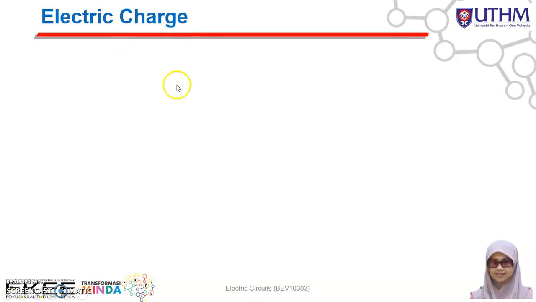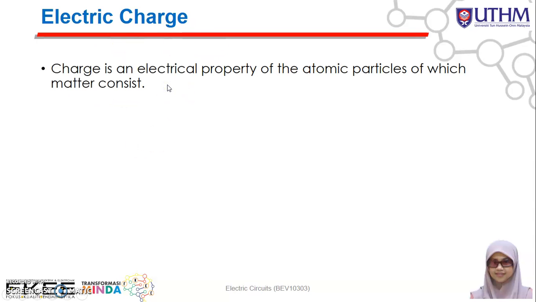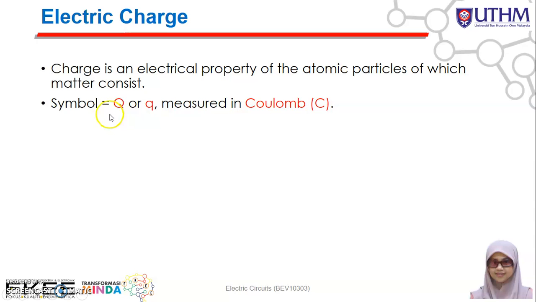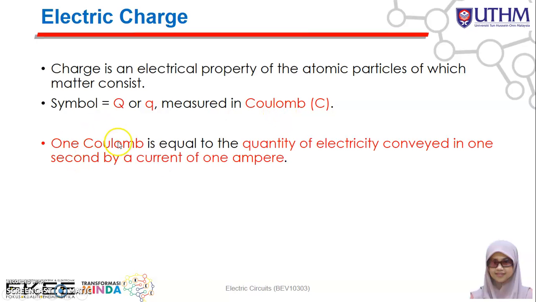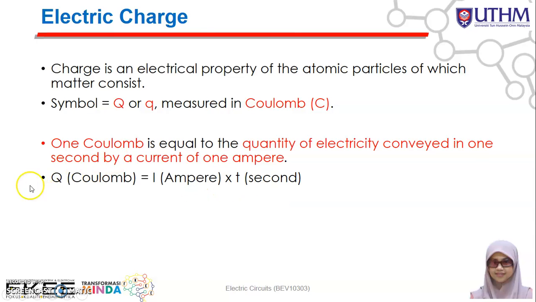Right. So how about the electric charge? Electrical charge is actually the electrical property of the atomic particles of which matter consists. Usually we symbolize charge as Q, either a capital or small letter Q, and we measure electric charge in units of coulombs. One coulomb is equal to the quantity of electricity conveyed in 1 second by a current of 1 ampere. So the definition is Q equals I multiplied by t.